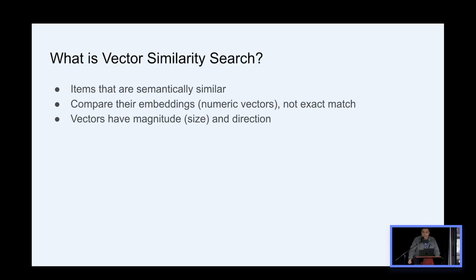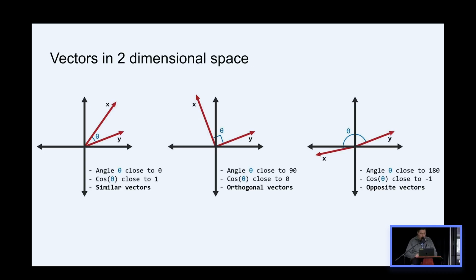So now let's briefly discuss vector similarity search. So with regular caching and regular search, we're looking for identical matches. But with similarity search, we don't compare strings. We take the text, we convert it into a vector or embedding, and then we compare those for similarity. And vectors are just numbers. They have magnitude and size. So here's an example of vectors in two-dimensional space.